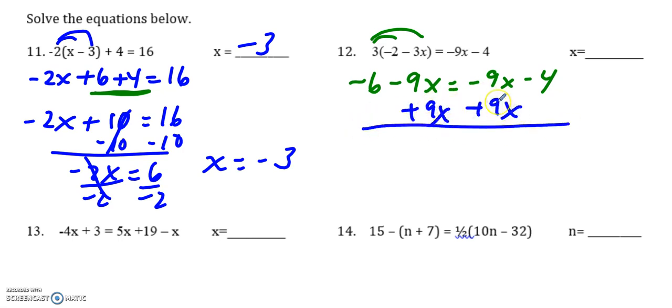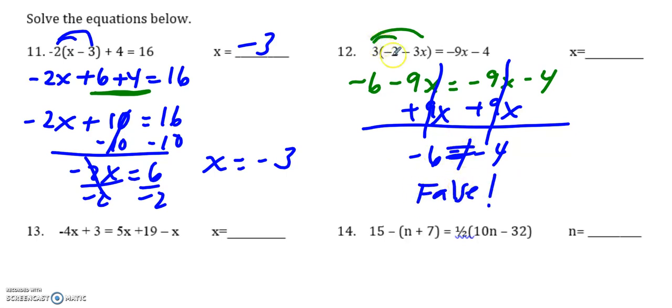If my goal is to still get the variables together on the left side, I'm going to add 9x on both sides, but some of you might remember strangely that these combine to be 0 and these combine to be 0, so we're left with negative 6 on one side equals negative 4 on the other. Now this statement that I have left, negative 6 does not equal negative 4, so this statement is absolutely false, which means that no x value can possibly work.